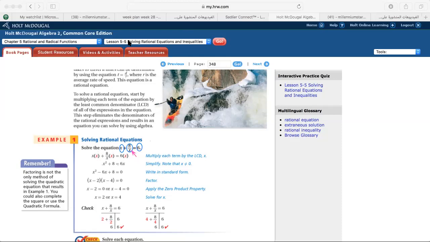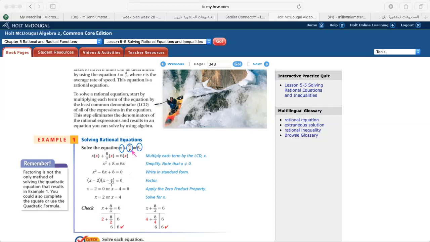Now I will bring 6x to the other side by subtracting 6x on the two sides. So here it will be negative 6x and here it will be 0. So now I got the normal equation that I can factor: x squared minus 6x plus 8 equals 0. So for 8, I will choose two factors. When I multiply them, they will give 8, and when I add them, they will give me the middle term, which is negative 6. The two terms are negative 2 and negative 4.